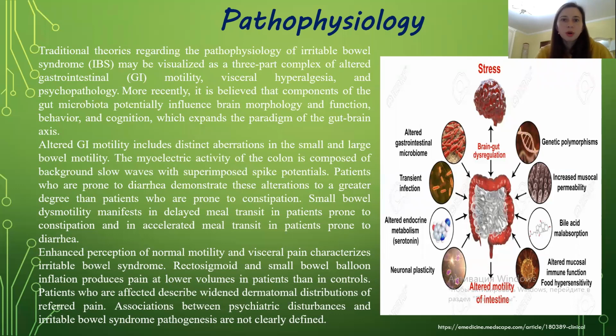And some words about pathophysiology. Traditional theories regarding the pathophysiology of irritable bowel syndrome may be visualized as a three-part complex of altered gastrointestinal tract motility, visceral hyperalgesia, and psychopathology. More recently, it is believed that components of the gut microbiota potentially influence brain morphology and function, behavior, and cognition, which expands the paradigm of the gut-brain axis.